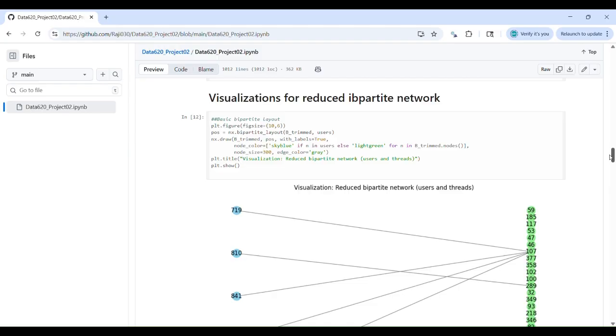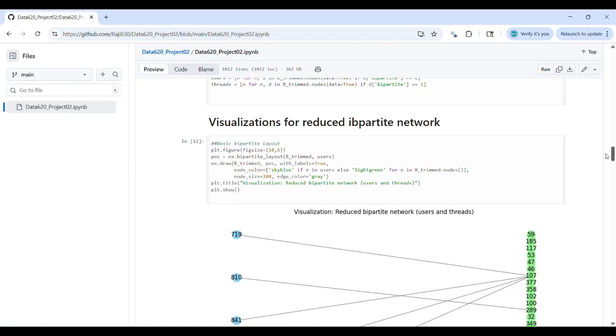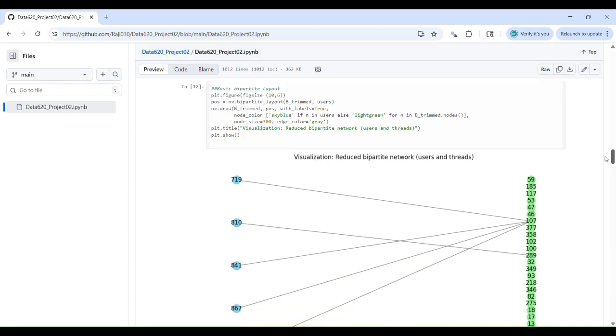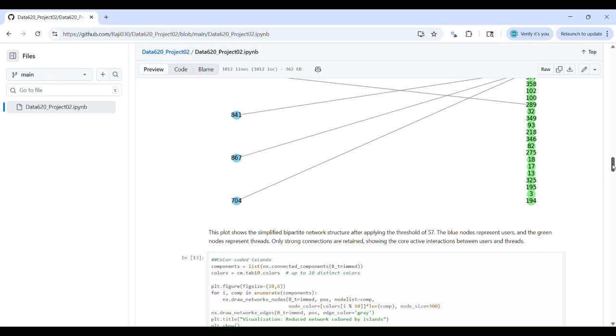The first one is for the reduced bipartite network of users and threads, and if you see here, this plot shows the simplified bipartite network after applying the threshold of 57. The blue nodes here represent the users, and the green nodes here represent the threads. So only strong connections are retained, showing the core active interactions between users and threads.